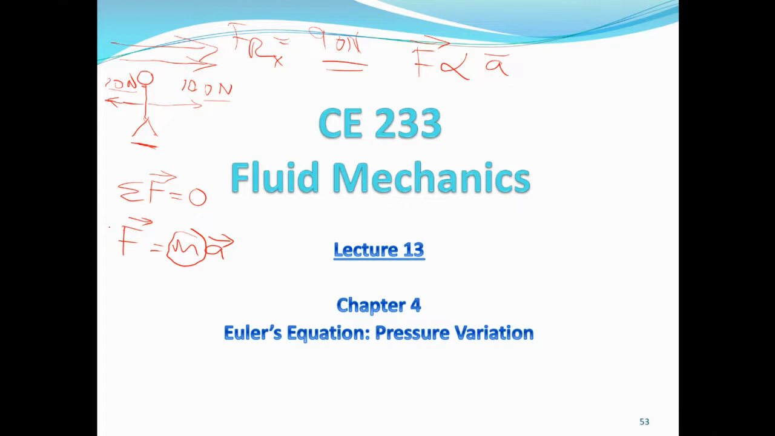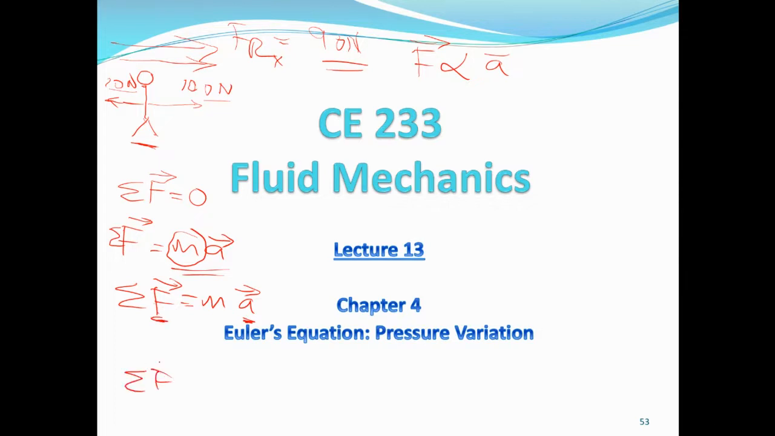Okay, but the sum of all the forces acting should be equal to MA. Here I just gave an example of one force, but you can have many forces acting. So the vector sum of the forces should be equal to MA. Force is a vector, acceleration is a vector. So you can see F equals MA, so the acceleration acts in the same direction as the force.